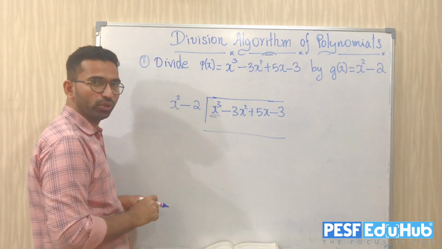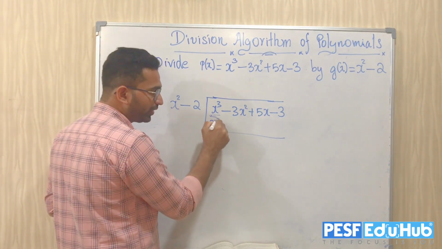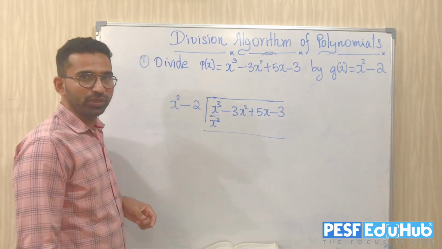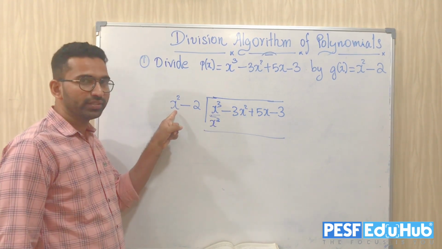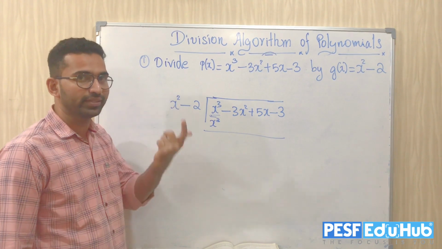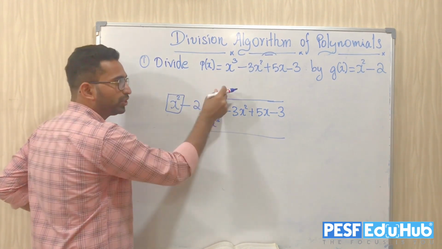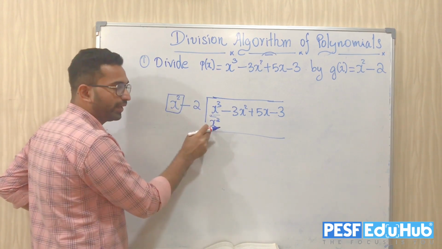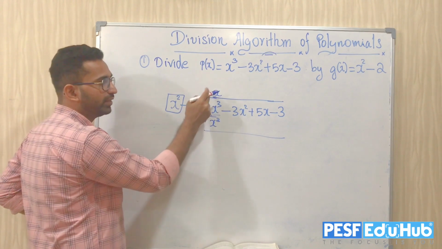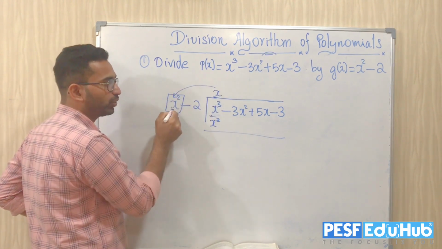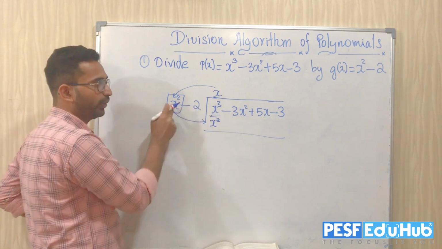Okay, so if there is x cube, definitely this term should also be what? X cube. So I want to get x cube. What is the largest or highest term, or the term containing the highest exponent? Here it is x square. So what should I write here? To get an x cube here, I should write x. Why? Because when I multiply this x with the x square, I will definitely get x cube, right? So x into x square is x cube.